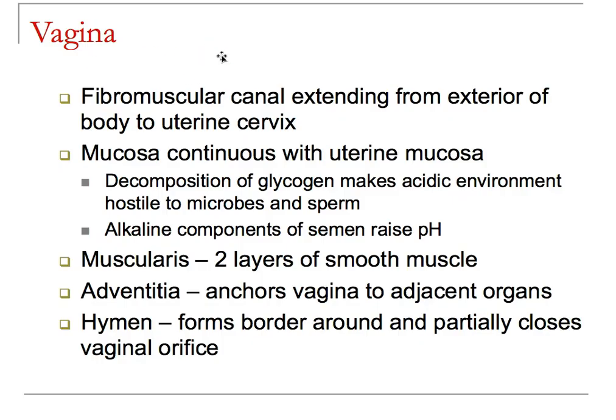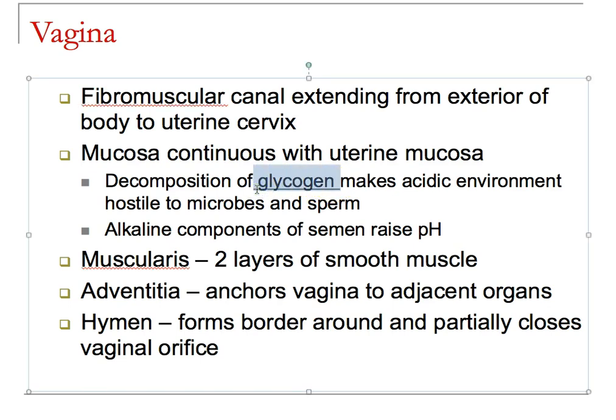The vagina itself is a fibromuscular canal. It actually has a mucosa. It's continuous. It's the decomposition of glycogen. That actually makes the environment acidic, which is both hostile to microbes and sperm. And the alkaline components, remember, we change the materials that are being made as you raise the pH, so that the pH can be shifted, but also remember the alkaline components that the sperm bring with them will protect it inside this environment.